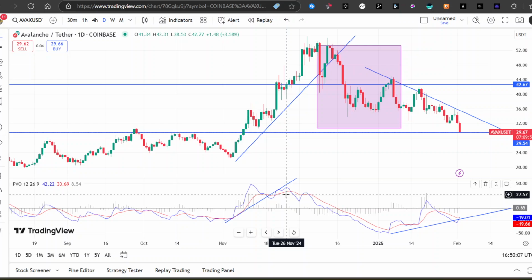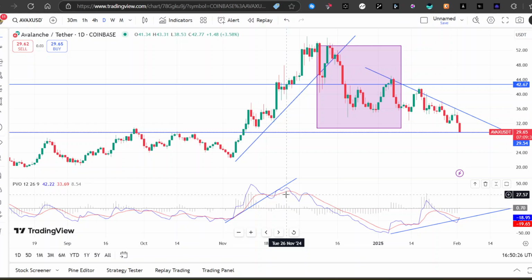We talked about confluence in the previous videos, so I want you to check that out, right? Confluence is a scenario whereby you have more than one indicator telling you to do the same thing. So if two indicators or more are telling you to buy an asset, you have a confluence. If two indicators or more are telling you to sell an asset, you have a confluence.